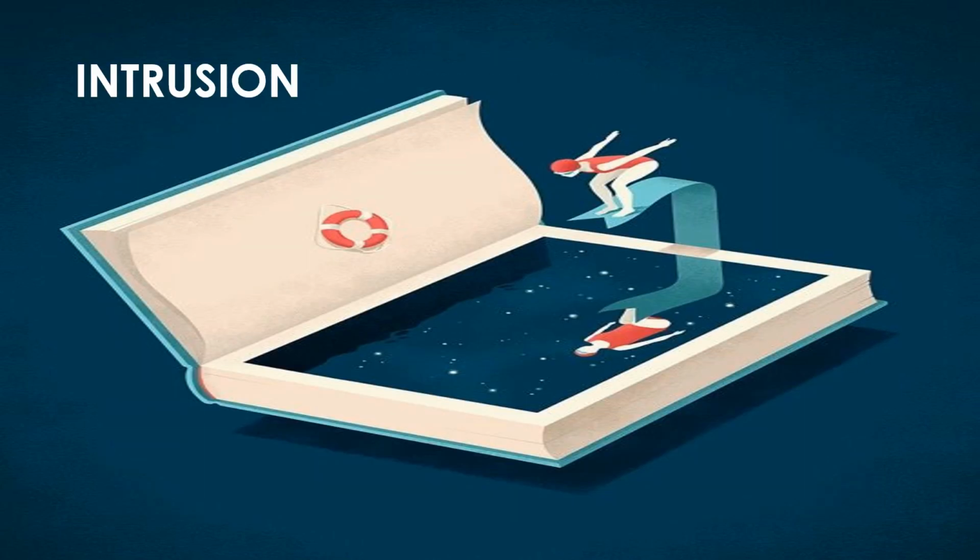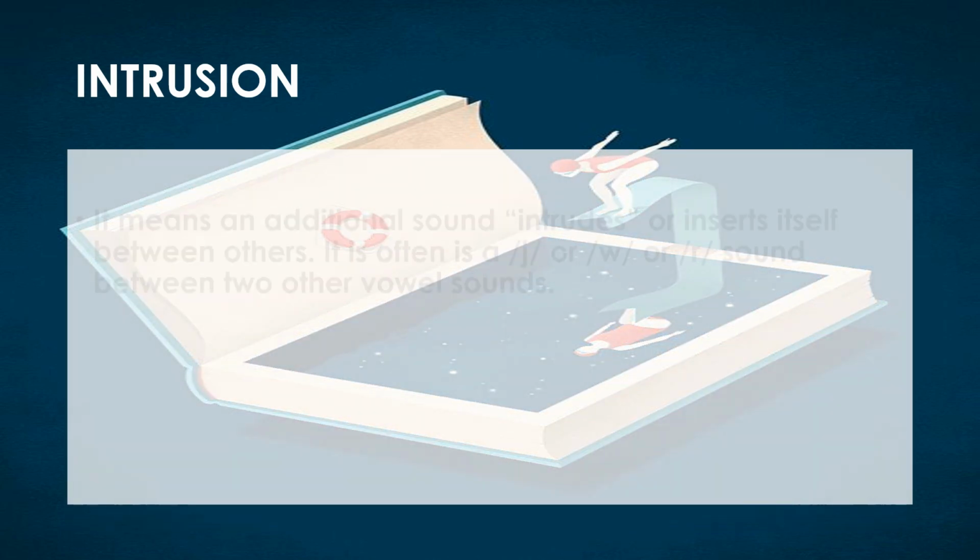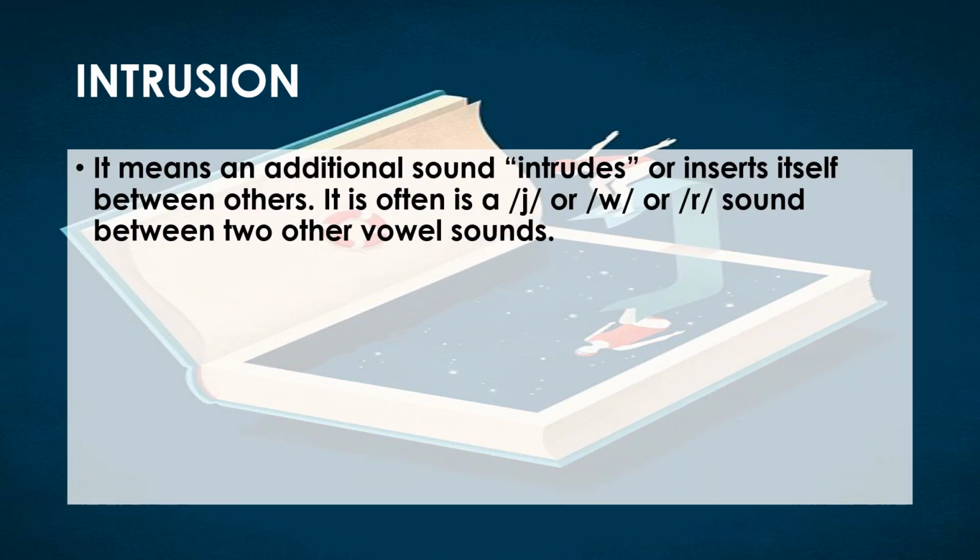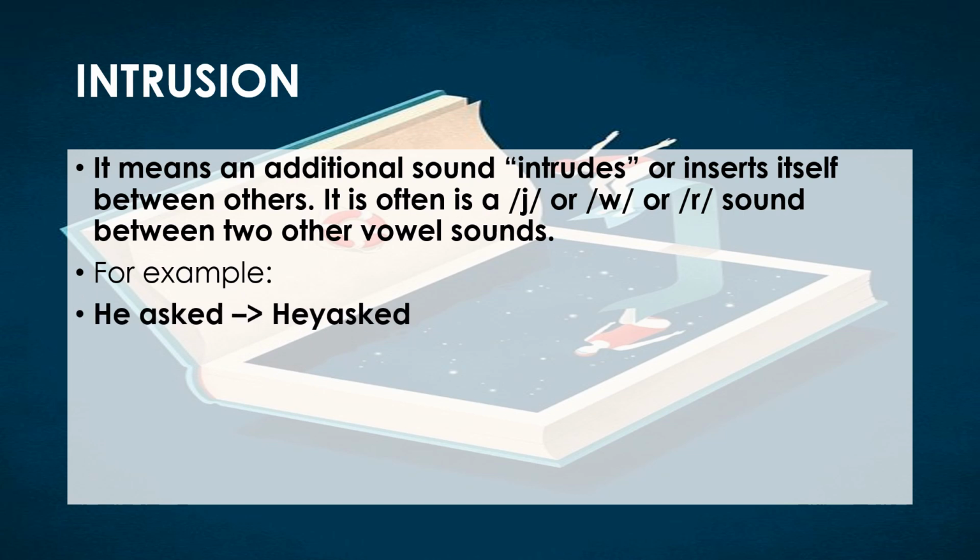bbclearningenglish.com. So that is catenation. Let's proceed with intrusion. So intrusion, it means an additional sound intrudes or inserts itself between others. It is often the sound of J or W, or the sound of R, between two other vowel sounds. Example, he asked becomes he asked.